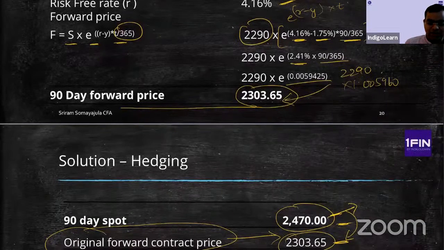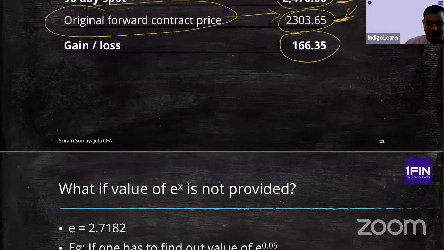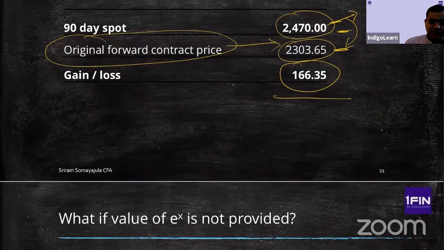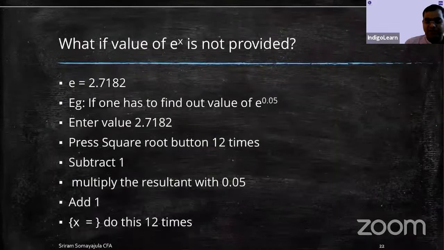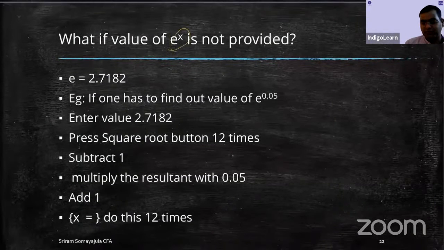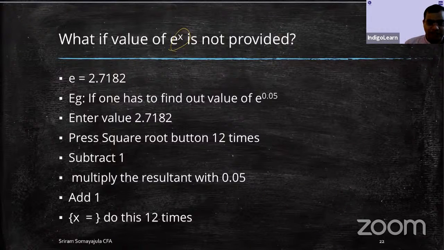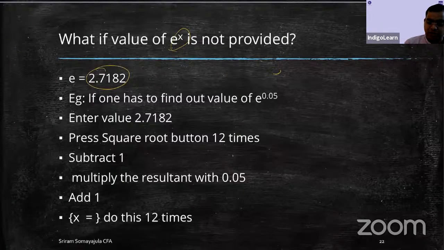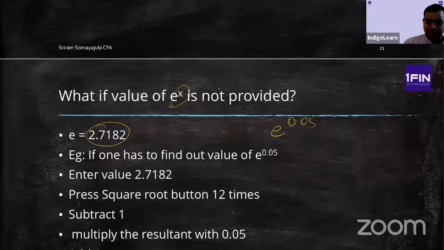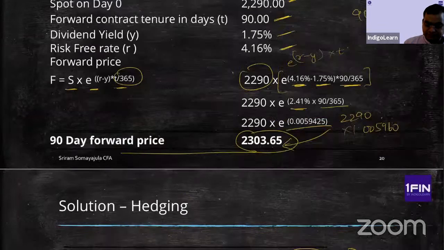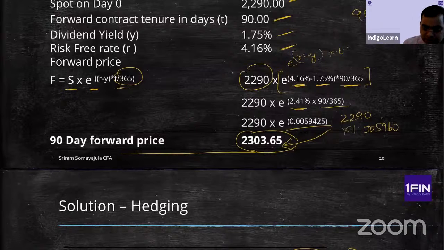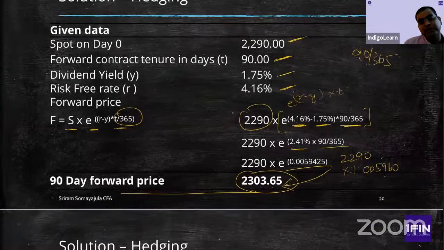Now there is one more query which some students have asked earlier in one of the interactions I've had. What if the value of e power x is not provided, friends? So typically ICA does provide. Typically they do give the value of e power x. In case they don't give, and I told you e value is 2.7182, so e value is known, but how do you compute e power 0.05? In the previous example, they have given e power 0.005942. If they don't give this, what will you do?